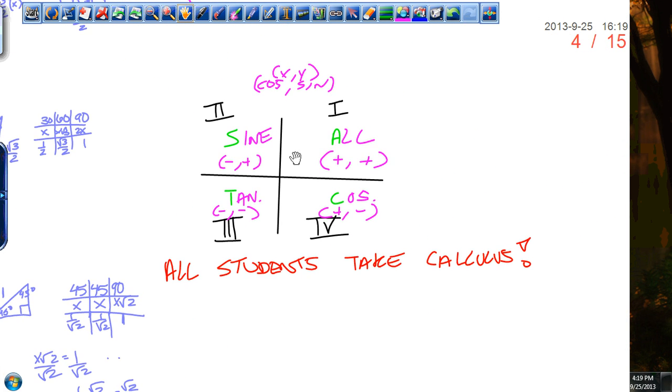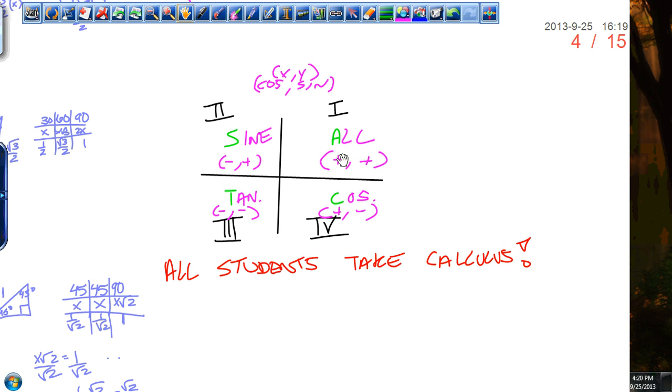The last thing that I want you to write down is all students take calculus, and that's pretty important right here. The all students take calculus thing is just like the quadrants. It goes in a C, so 1, 2, 3, 4. The all stands for that every single number in here is positive. The S is sine is positive, the T is tangent is positive, and the C is cosine is positive.